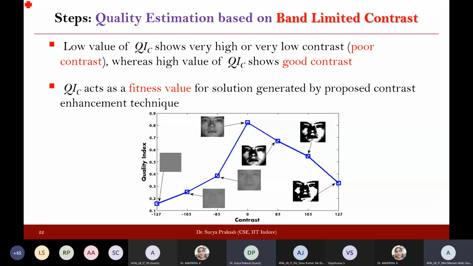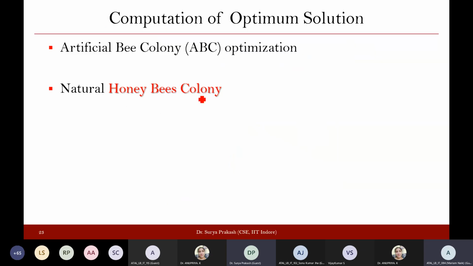So this low value of QC shows that very high or very low contrast is there, and whatever QC we are getting, which indirectly tells about the quality or the contrast of the image, we formulate our objective function or the fitness function, and then use it in the ABC algorithm. Okay. So now let us see the computation of the optimal cell.